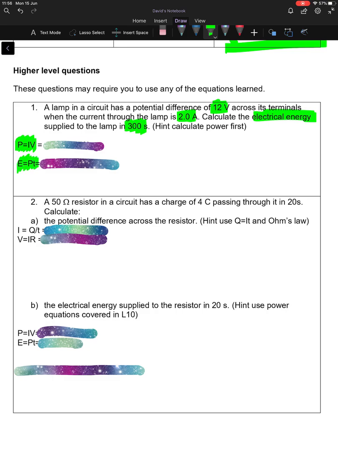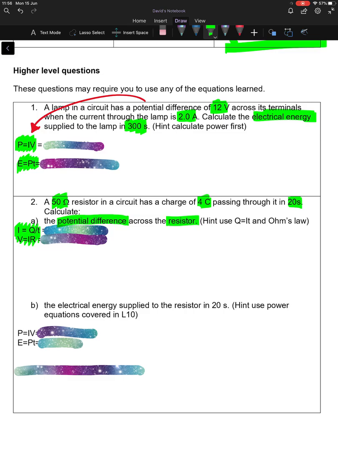So you need two equations here. P equals I times V, and energy equals power times time. Can you use the figures that I've highlighted there and the equation hints that I've given you to work them out? Also, the second one, a 50 ohm resistor in a circuit has a charge of 4 coulombs passing through it in 20 seconds. Calculate the potential difference across the resistor.